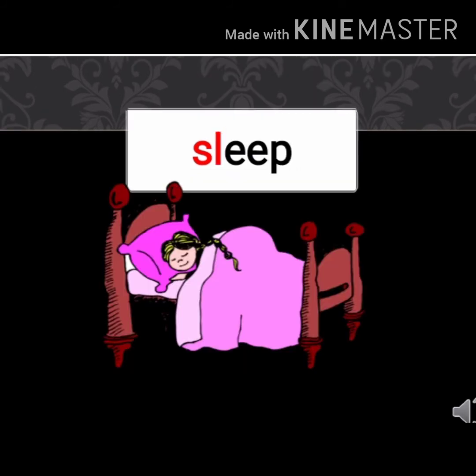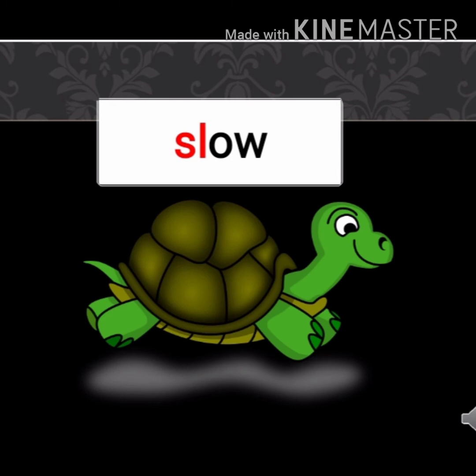Now see, which is this picture? Yes, one girl is sleeping on the bed. This is called sleep. Let's repeat with me the spelling of sleep. SL slur, EEP sleep.